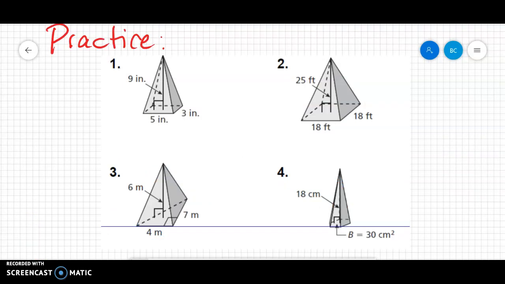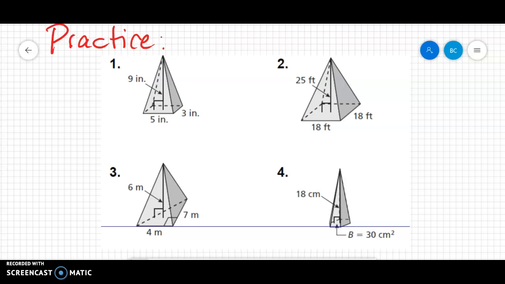I'm going to give you 4 problems. Go ahead and pause the video at this point. Show your work on a separate piece of paper. Please don't get out of the habit of showing your work so that you can follow your work and so that someone else can follow your work.